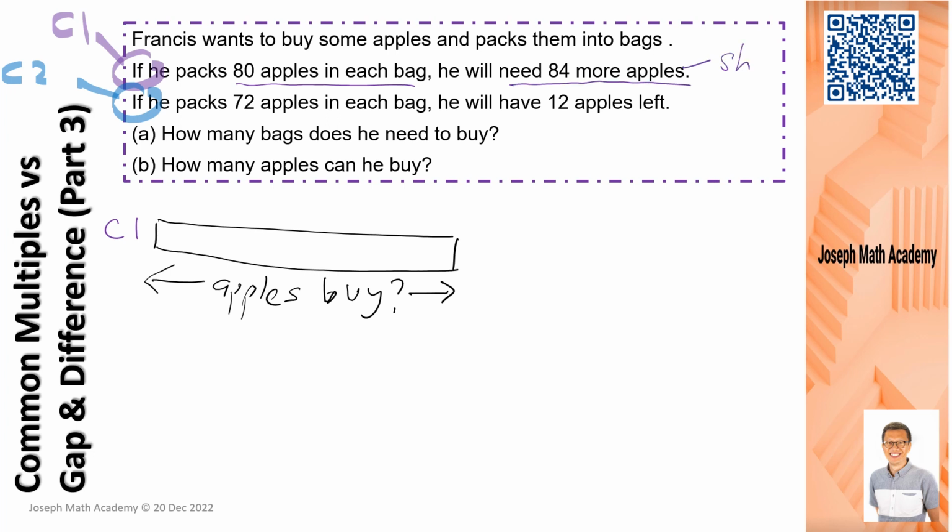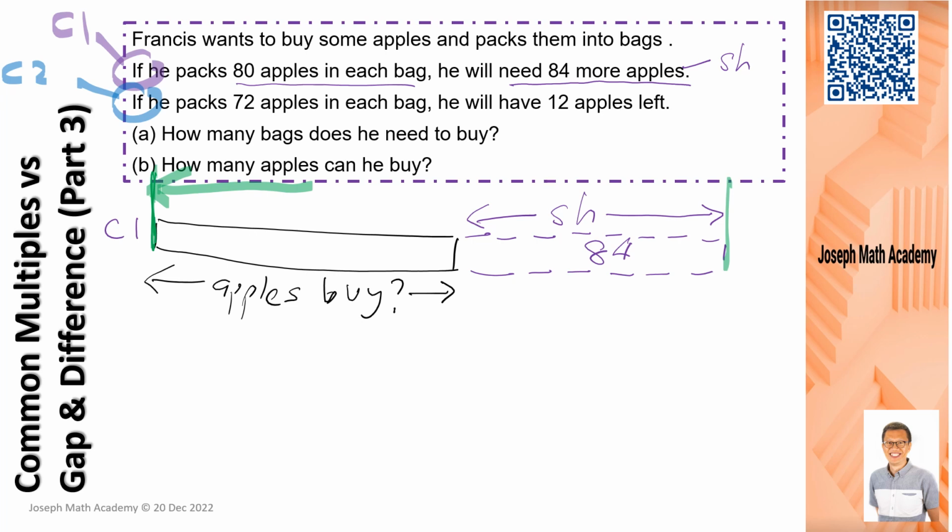So this is a shortage. So cannot do packing because not enough apples. Short of 84. So I label this SH. Not enough. Short of 84. Now after getting 84 from an external source, okay, what is happening? Yes, Francis would have enough to pack 80 apples in each bag. Until here. Okay? But in actual fact, he has only here, until here.